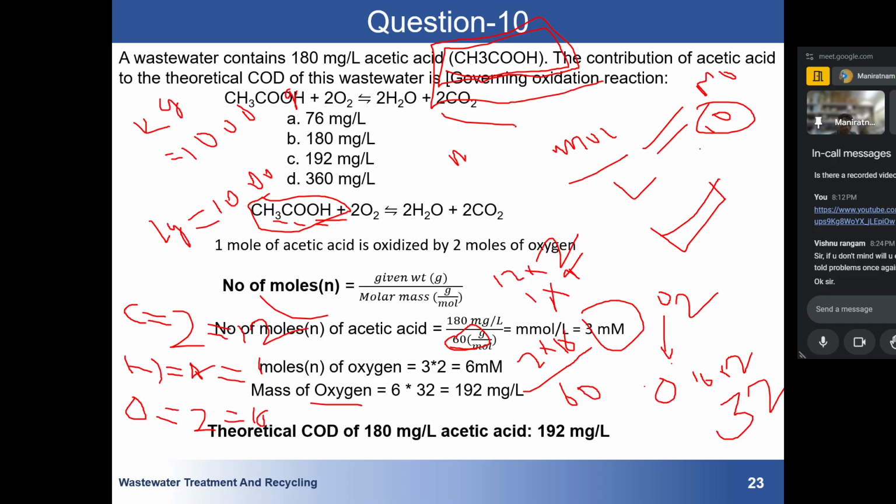64, sir. How have you calculated 64? O2 molar mass 32, sir. O2 molar mass means 32. O2 molar mass 32, and then 32 to the 64, sir. No, actually CO2. I am just asking about CO2.